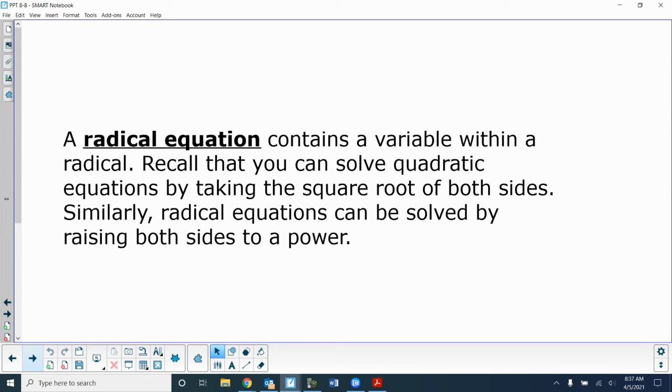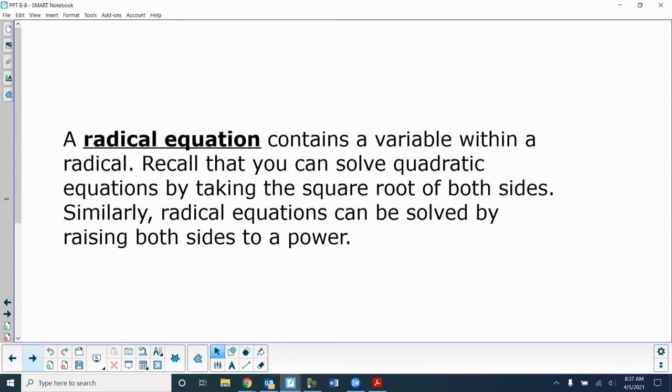A radical equation contains a variable within a radical. So in our radicand, underneath that radical sign, we'll have a variable in it. Recall that you can solve quadratic equations by taking the square root of both sides, remember? Similarly, radical equations can be solved by raising both sides to a power. So if I have a square root on both sides, or one side, to get rid of that square root symbol, I'm going to square both sides. You know, the same rules. What you do to one side, you got to do to the other, right?